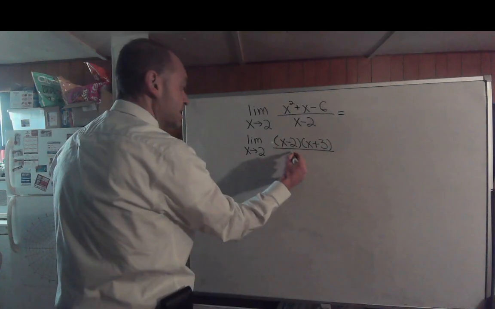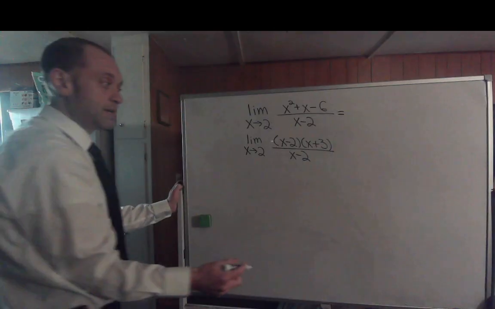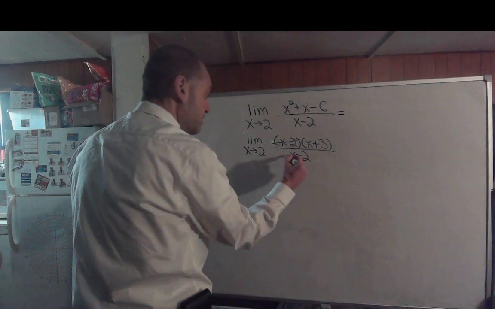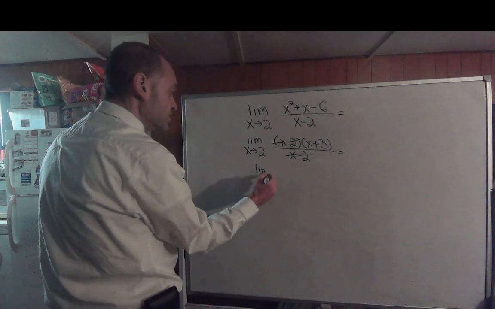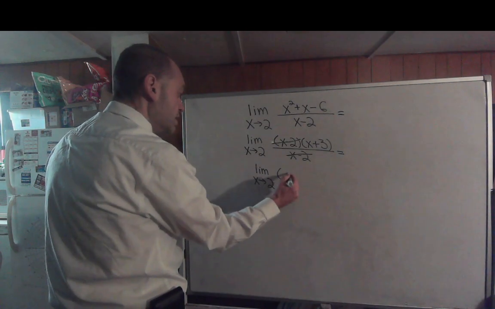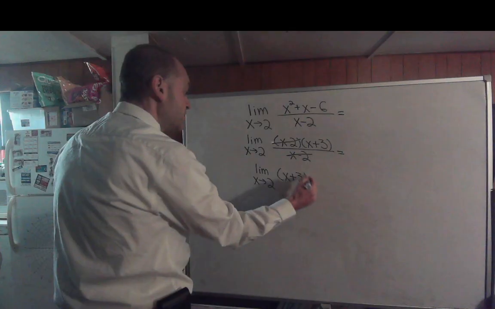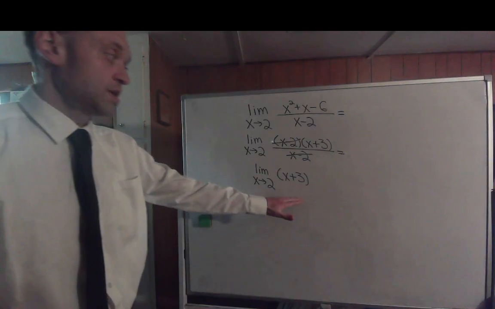Divide that by the x minus 2. Well, what do you know? Between the numerator and denominator, you can factor out an x minus 2. This will reduce this down to the limit as x approaches 2 of x plus 3. Now we have this in a form that we can use direct substitution.